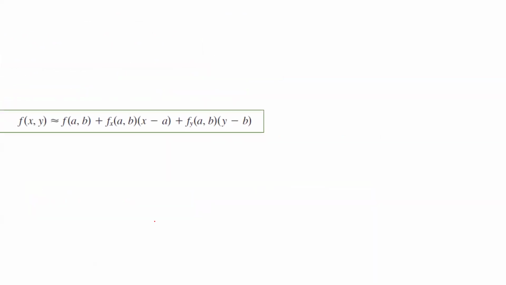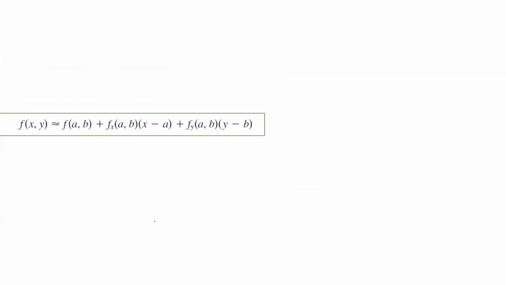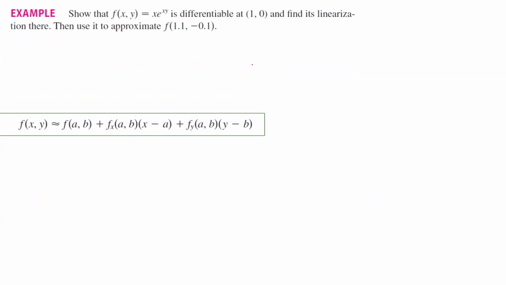Let's take a look at one example using linearization to approximate crazy-looking functions. In this example, you have x times e to the power xy. This function is differentiable at 1 and 0. Our goal is to show that, and then we want to find the linearization there. Then we're going to use this linearization to approximate the function at 1.1 and negative 0.1 without using a calculator.